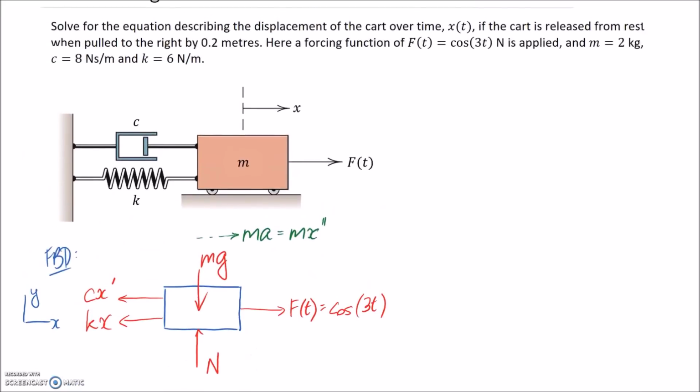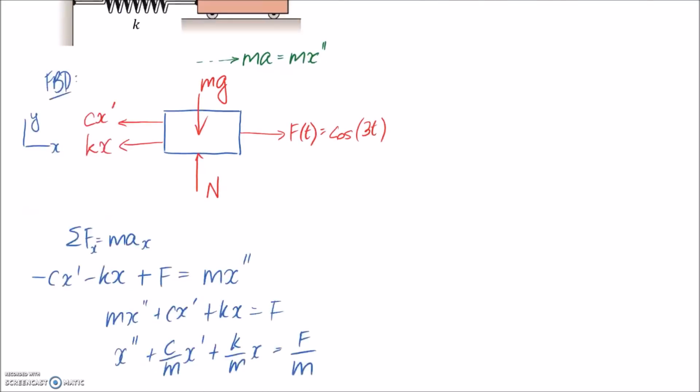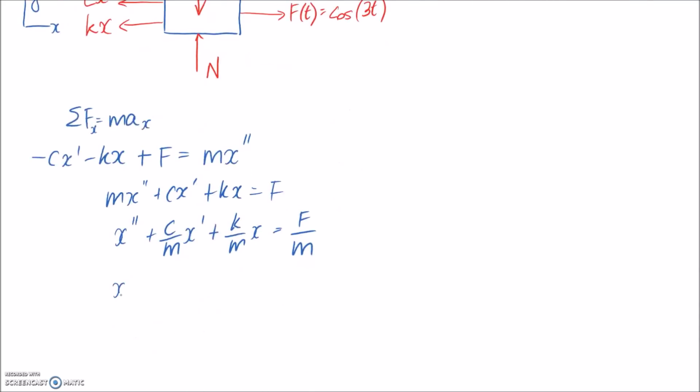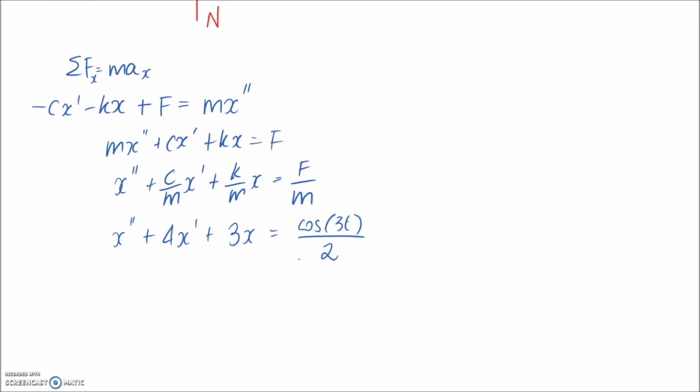So we were given up in the question what m, c, and k were, and also we've got this cos of 3t. So let's pop all of that information in. So c divided by m ends up being 8 divided by 2, which is 4. And k divided by m is 6 divided by 2, which ends up being 3. And our force function was cos of 3t, m was 2. Okay, so if we wanted to, we could write this as 0.5 cos of 3t as well.